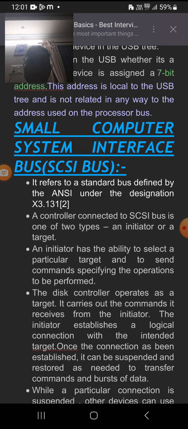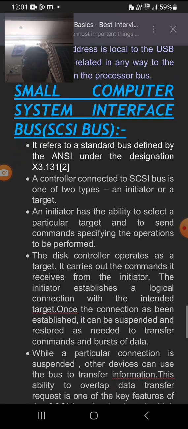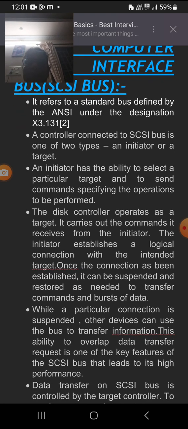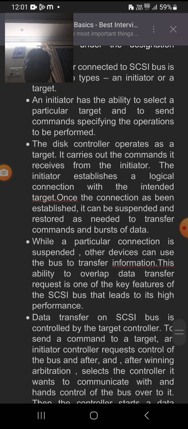The initiator establishes a logical connection with the intended target. Once the connection has been established, it can be suspended, to restore new transfer commands and burst data. While a particular connection is suspended, the devices can use the bus to transfer information and are able to overlap data transfer requests. This is one key feature of the small computer system interface bus that leads to higher performance.